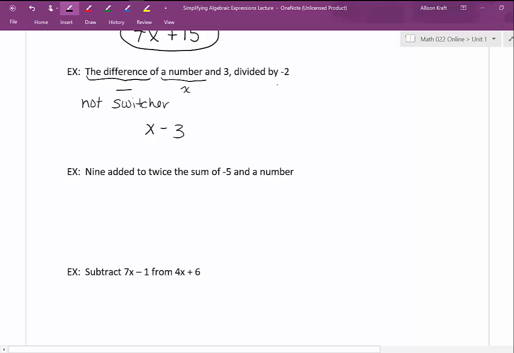Now we want to divide all of that by -2. How do I know I'm dividing all of that by -2? The comma. To write the division, we want to use a fraction. So all of this is going to be divided by the -2. We look for like terms. We don't have any. This is our answer.